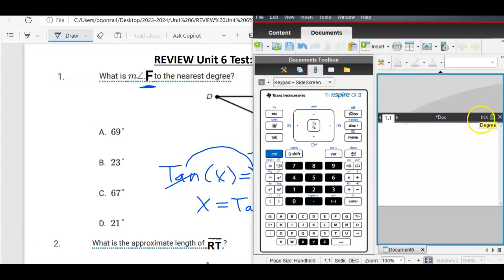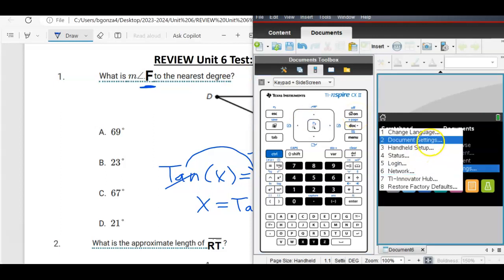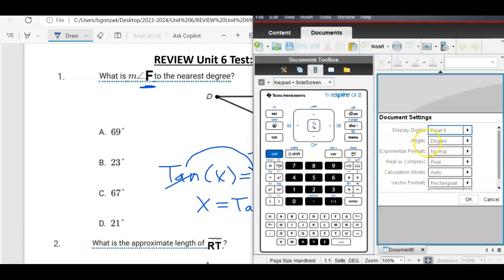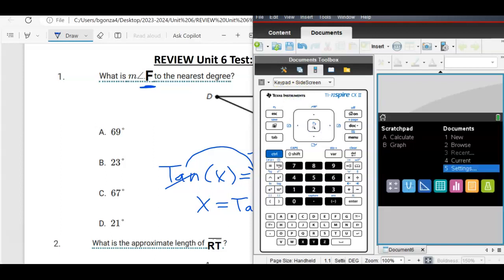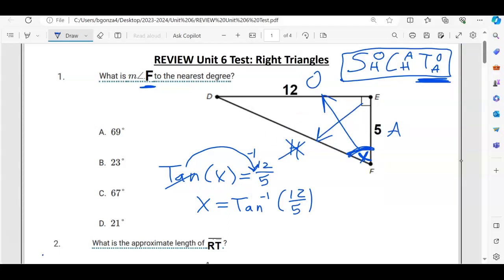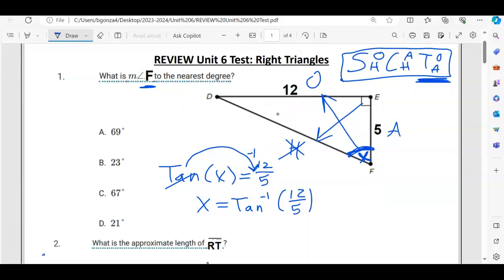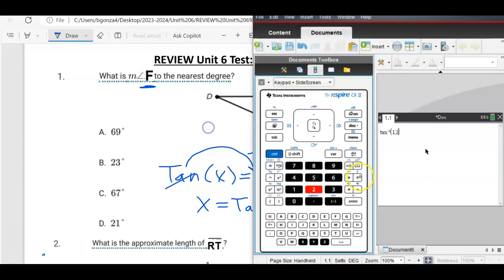When you look at your calculator, the top right should say DEG for degree. If it's not degree, you press 5 for settings, 2 for document settings, and then angle needs to say degree. You can change it, but you've got to press OK. Okay, let's go ahead and type in tan inverse 12 over 5. So hit the trig button next to 7, tan inverse, and it's 12 divided by 5.